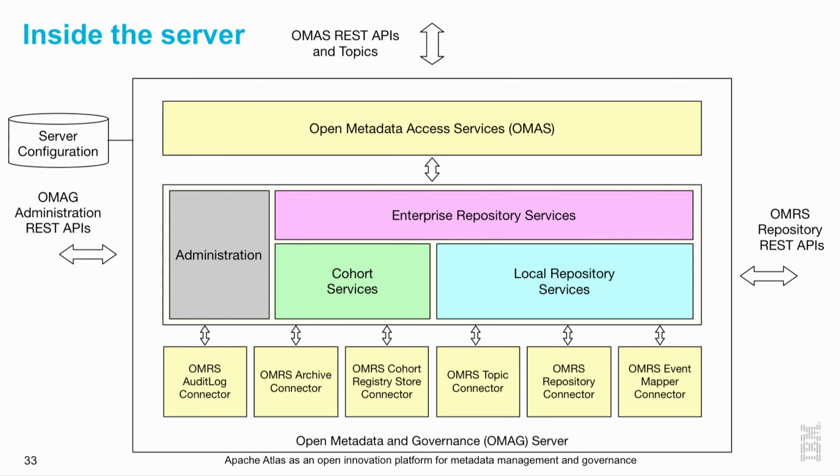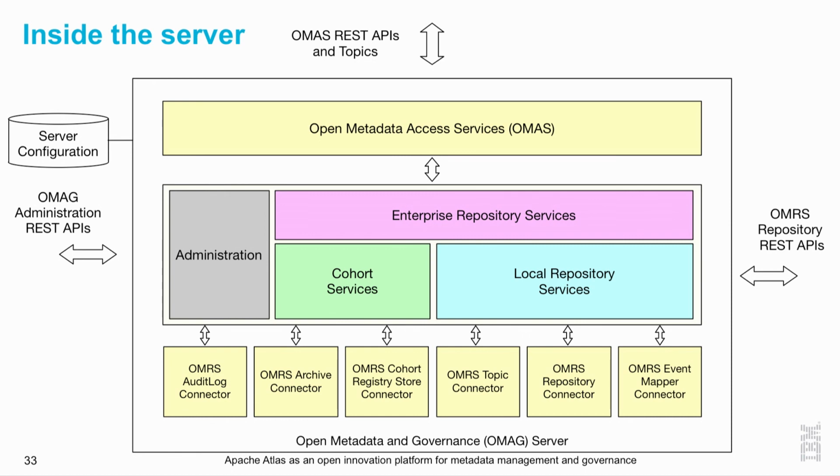Now, inside the repository services, this is actually a very big module, is the pink area. This is how we support the OMASs. So this is where the federator is. This is where we federate events from different metadata repositories and bring it up to the Open Metadata service.